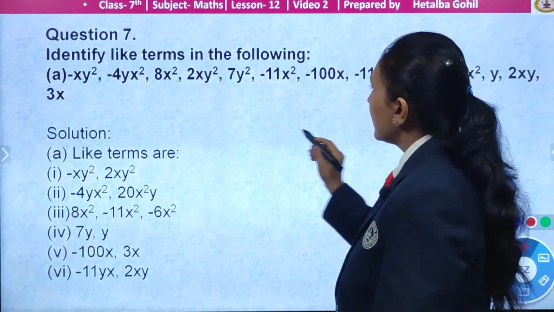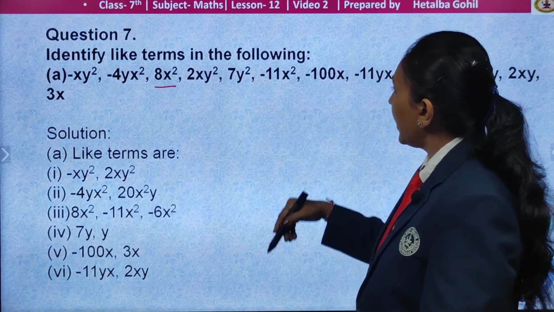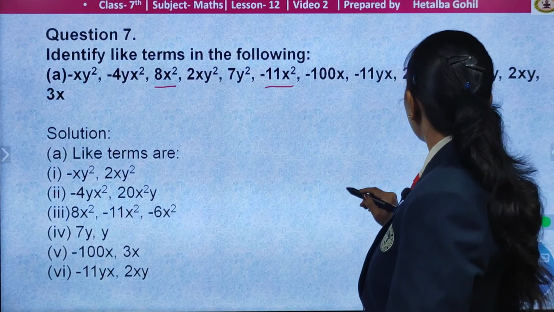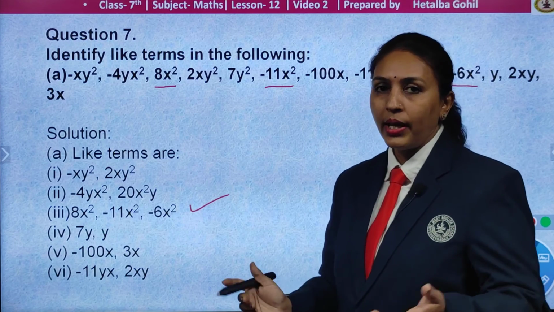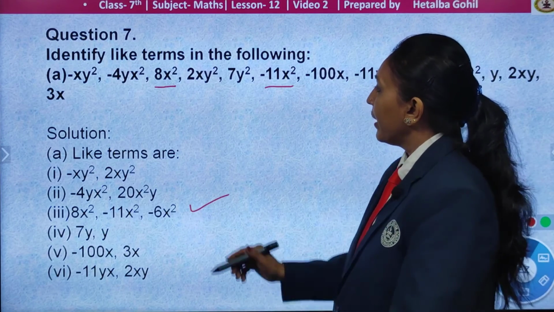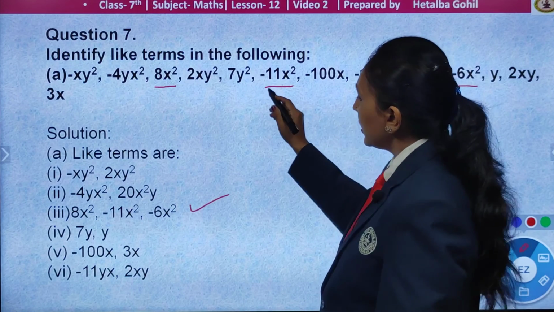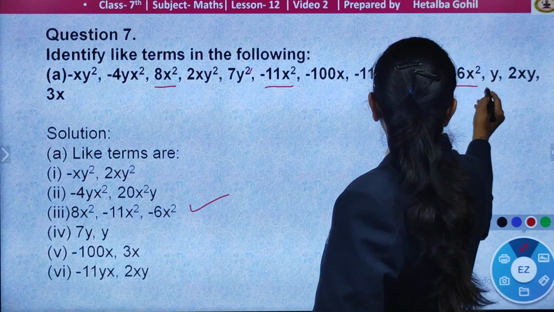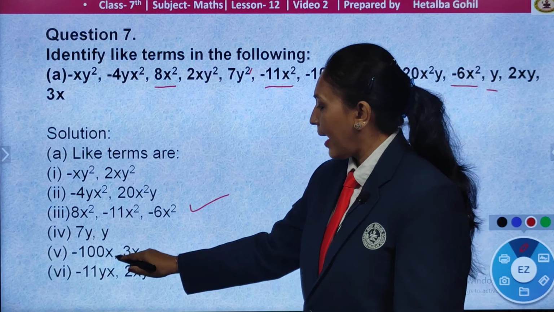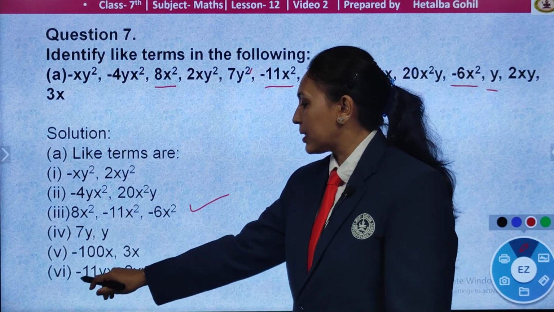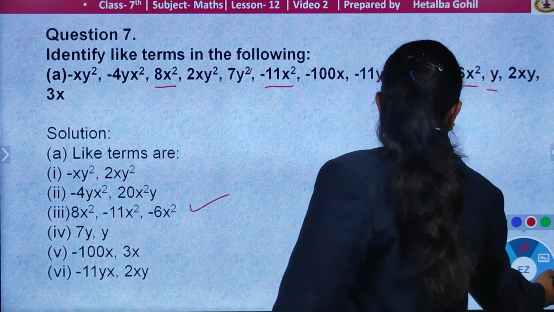Okay. Next, we have here 8x square. Find another term with x square, minus 11 square, then minus 6x square. We have 3 like terms together. Then we have next 7y and y here. Then next we have minus 100x and 3x, and for number 6 we have minus 11yx and 2xy as the like terms.